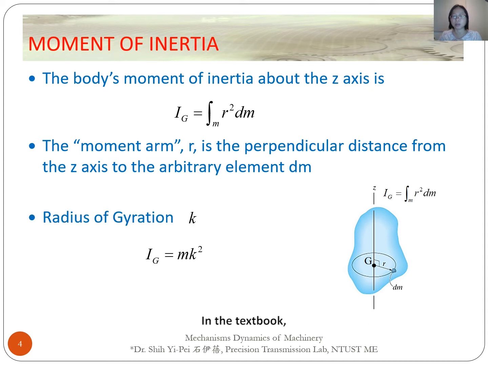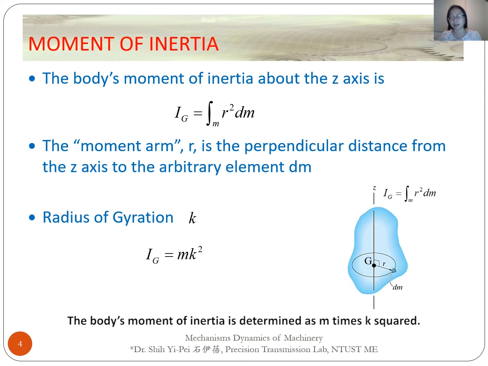In the textbook, sometimes the problem gives the radius of gyration k. We can use it to compute the moment of inertia. The body's moment of inertia is determined as m times k squared. By the way, you do not need to worry about determining moments of inertia, because they will be given in most of the problems.